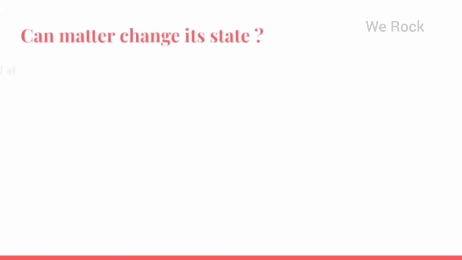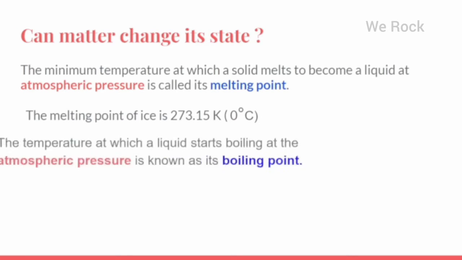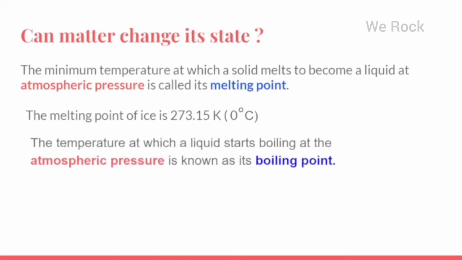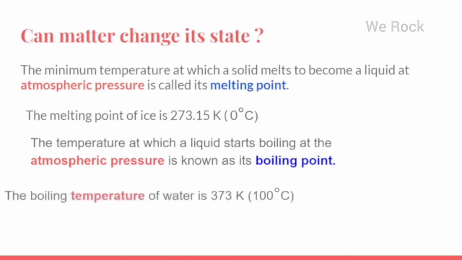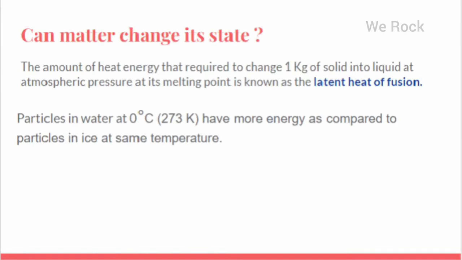The minimum temperature at which a solid melts to become a liquid at atmospheric pressure is called its melting point. The melting point of ice is 273.15 K. The temperature at which a liquid starts boiling at atmospheric pressure is known as boiling point. The boiling temperature of water is 373 K.